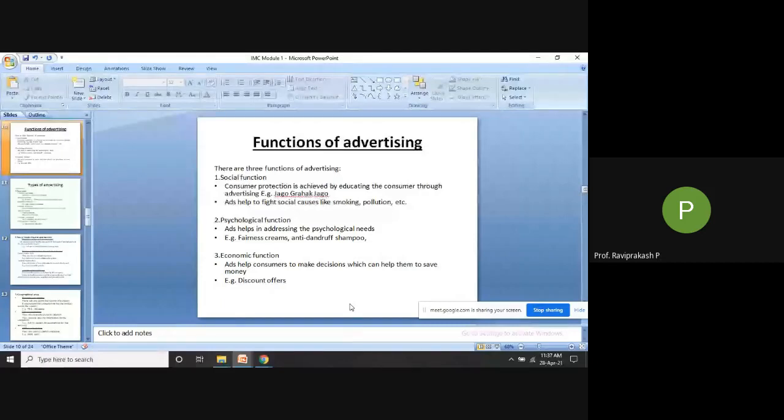Next is economic function. Ads help consumers make decisions which can help them save money. So you can see Big Bazaar, Flipkart, Snapdeal giving discounts. We are having 10% discounts on all of these, plus 3% discount on certain kinds of credit cards or debit cards. A certain bank is providing offers for these many days, like Big Billion Days or whatever. Okay, so all these come under the economic function of the consumer. If you buy this, you are saving.